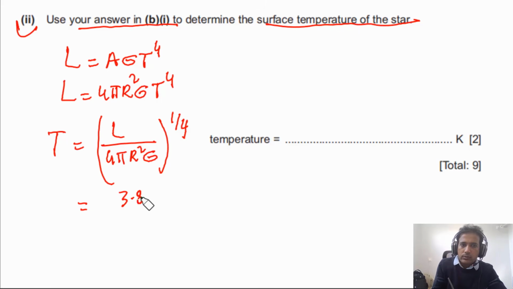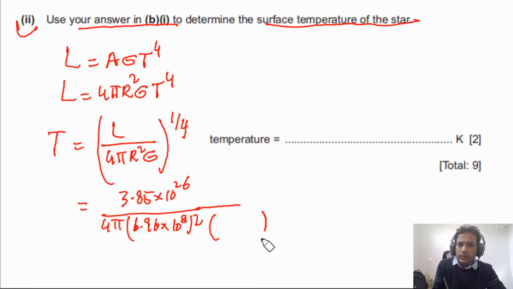Now simply if we plug in values, we can find the answer. We have luminosity 3.85 times 10 to 26, and here we have 4 pi, the value for r is given to us, 6.96 times 10 to 8, squared, and we need to multiply this with the Stefan-Boltzmann constant, that is 5.67 times 10 to minus 8. Now if we solve this, we will get about 5800 Kelvin. So this is our final answer.